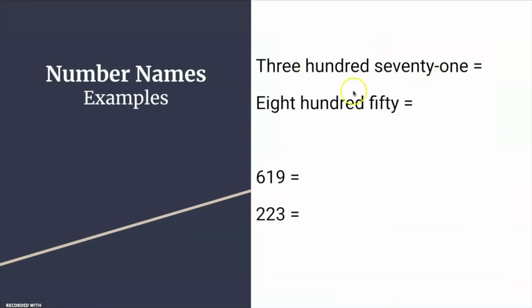371. Okay, so if I know 300 would be in the hundreds place, then I would put a 3. And then if I have 70, I know that 70 is a tens place, so I put a 7. And then we have another number, and that's a 1. So I put 71. So 371.